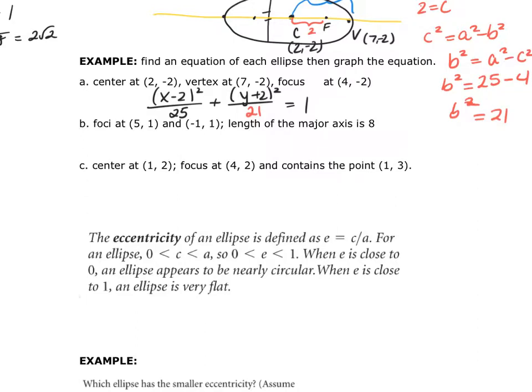B. Okay. So once again, I always draw what I'm given, and I'm doing B. I have a foci at 5, 1. So here's where a foci is. And I have another foci at -1, 1. Which way am I running?